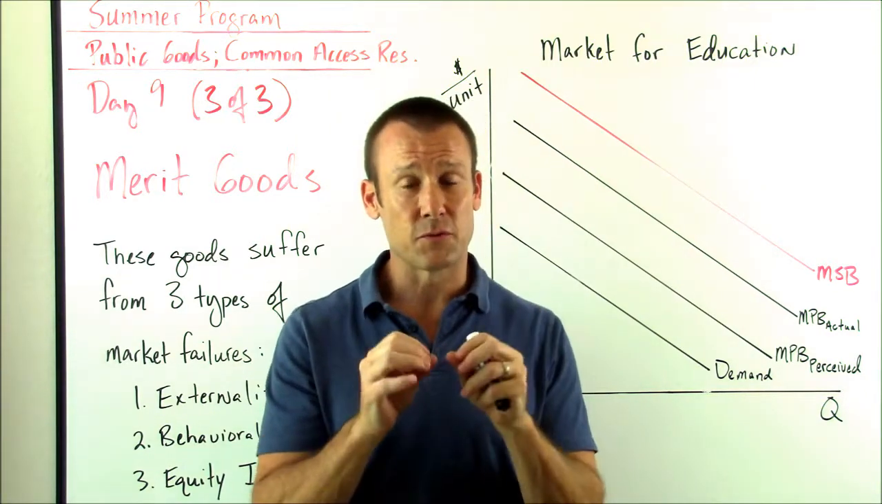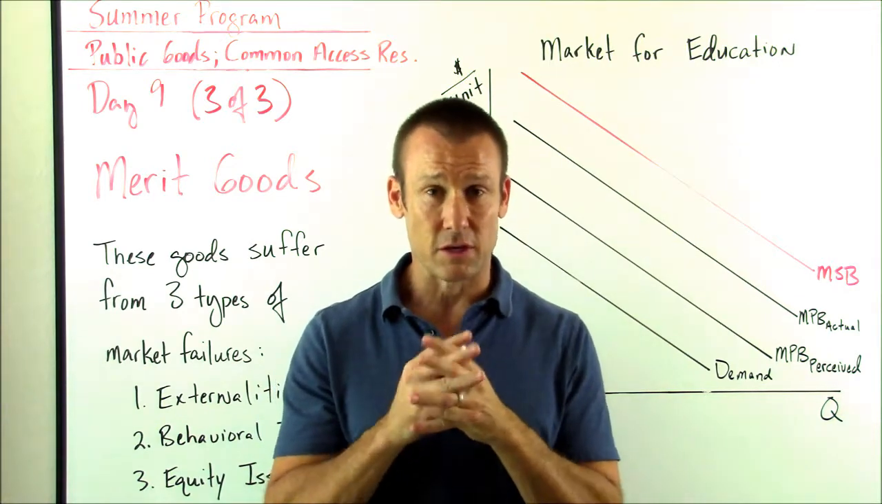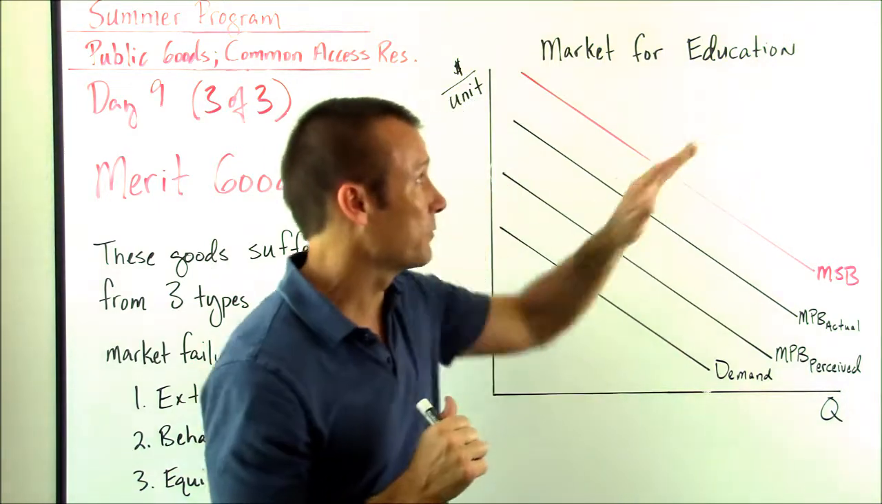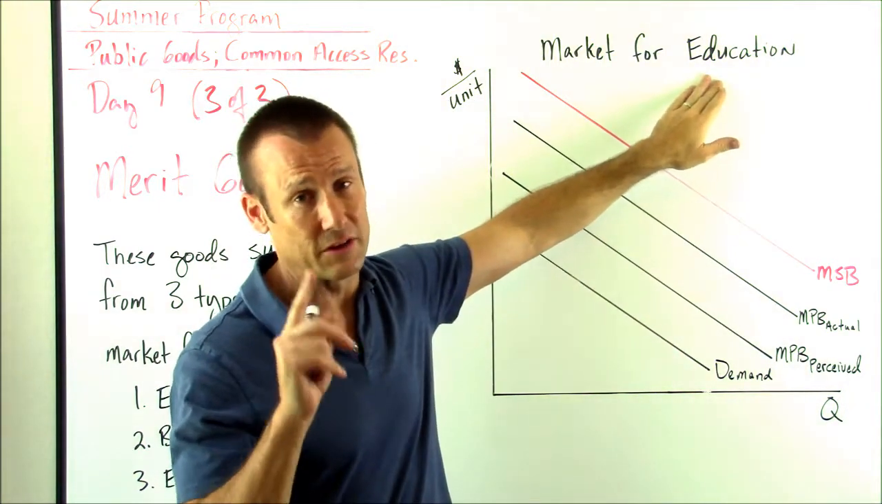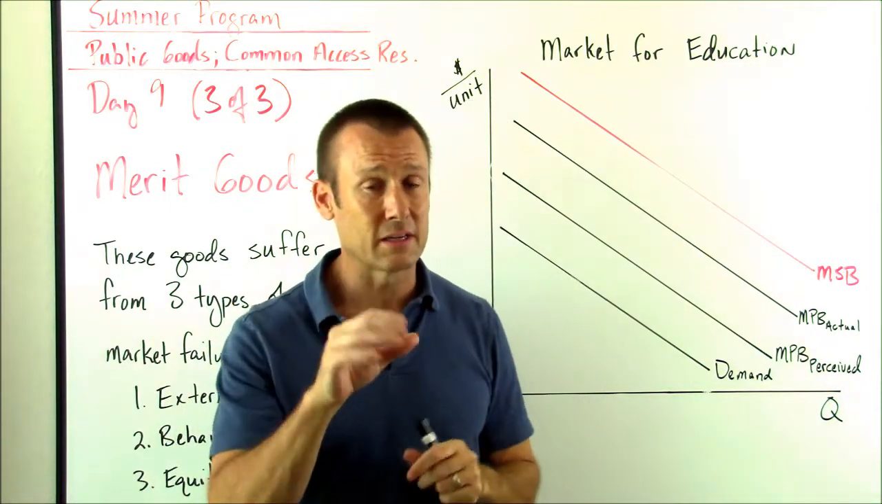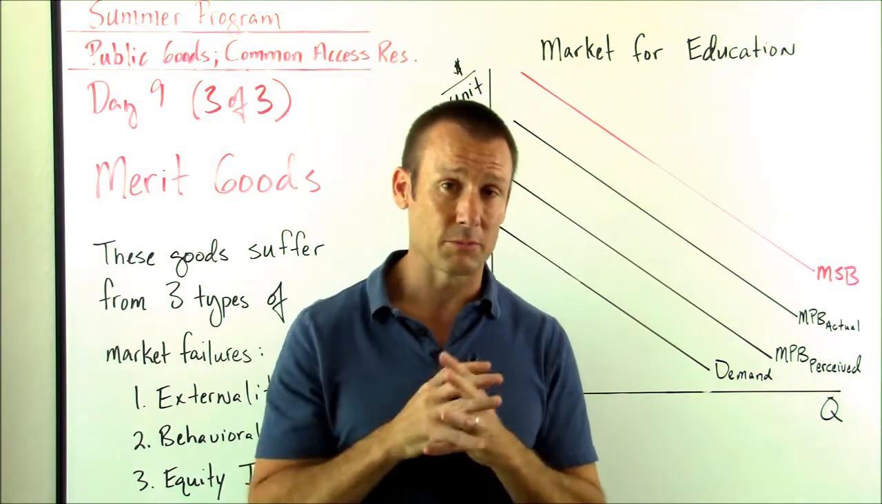Now, again, in this video I'm focused on merit goods, and 2 classic examples of merit goods in the field of development economics are education and healthcare. And in this particular video I'm going to be focused on education, but you can also be thinking about healthcare as I go through this. And like I said before, these 2 merit goods suffer from 3 types of market failures.